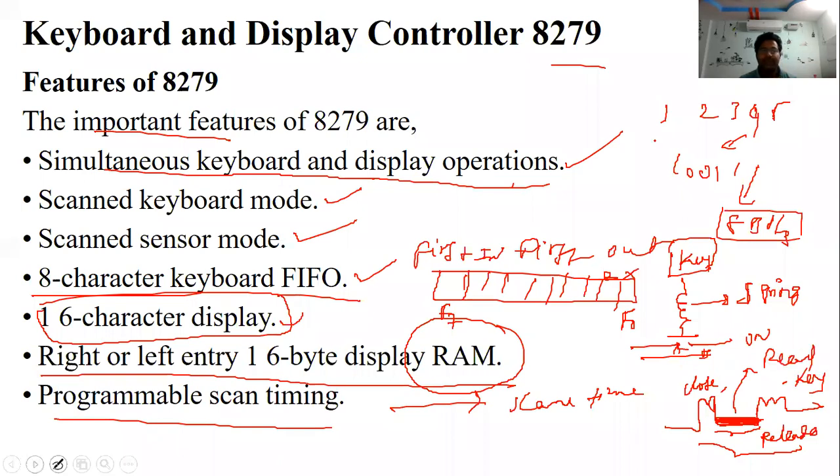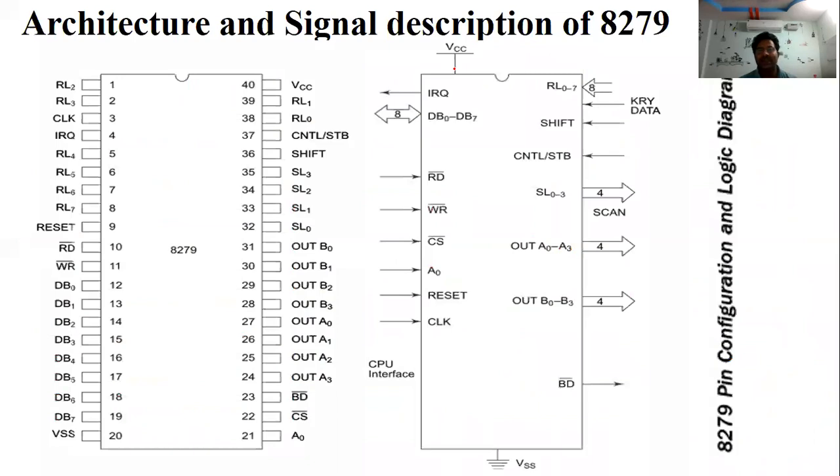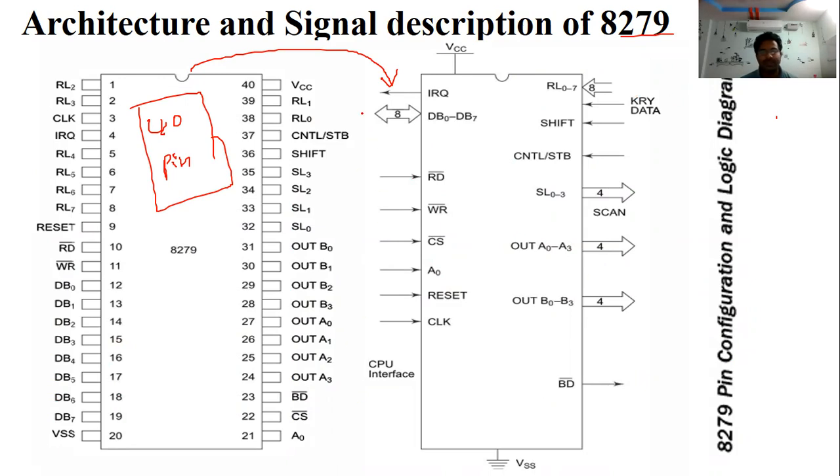Okay, coming to the signal description of the 8279. This is the 40-pin package, very easy to remember: 40 pins. So I convert this one into this one. What is this? This is the microprocessor side, the CPU side.